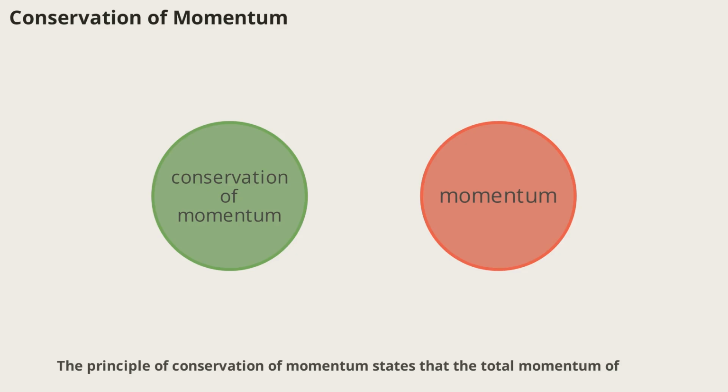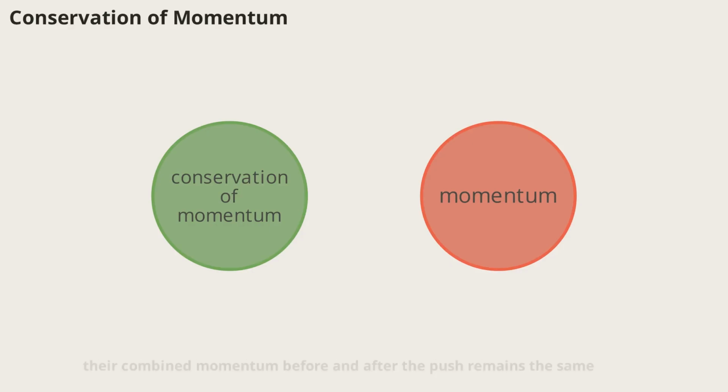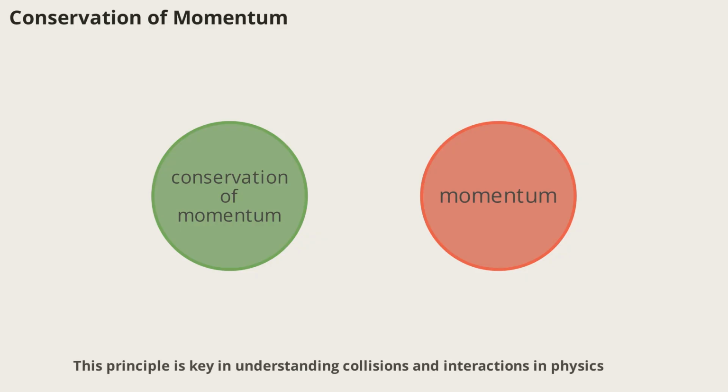The principle of conservation of momentum states that the total momentum of a closed system remains constant unless acted upon by an external force. Momentum is the product of an object's mass and velocity. For example, when two ice skaters push off each other, their combined momentum before and after the push remains the same. This principle is key in understanding collisions and interactions in physics.